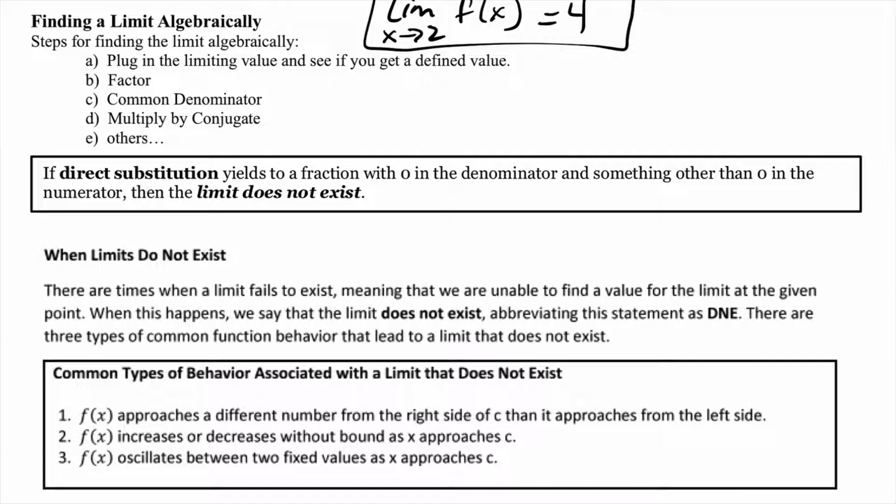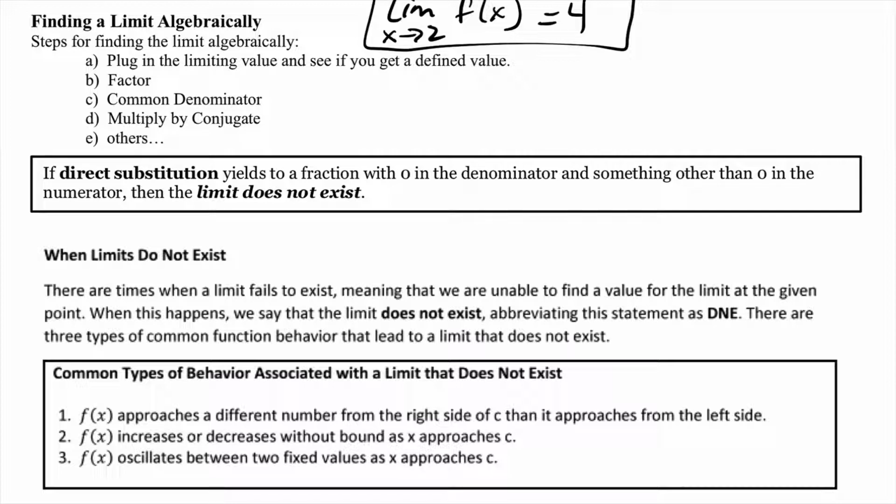First one, plug it in. If you get a value, that's your answer, move on. Plug it in. If you get an answer, that's your answer, move on. Unfortunately, that won't happen a lot. Probably on your test coming up in a few weeks, you won't have one like that easy. You might have a few like that on your assignment, but it's just not that easy. So what else do you do?